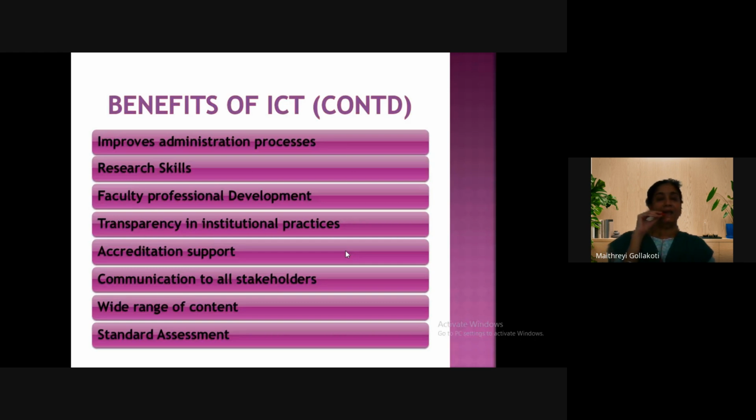And next is standard assessment. Now ICT can be used for assessing also. We can post the marks, we can put a criteria, we can make a formula, and depending on that we can put the marks also. And it has made it easy. ICT tools have made it easy for all the teachers to perform these duties. Okay, next.